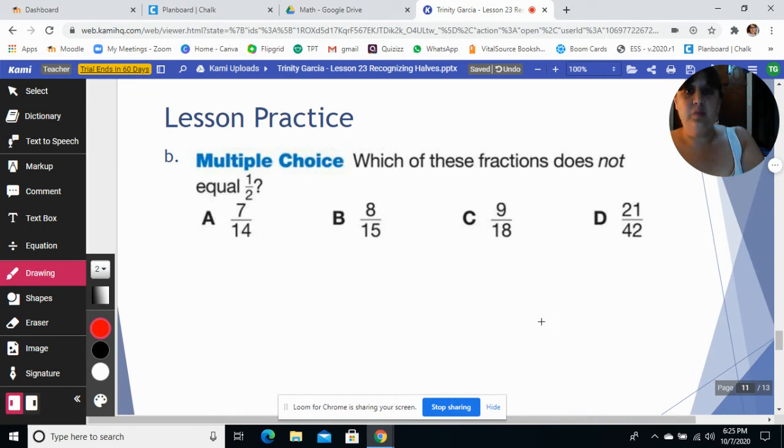Lesson B, multiple choice. Which of these fractions does not equal 1/2? Which fraction does not equal 1/2? Okay, let's look. 7 is half of 14. 8 is half of 15? No, right? Because 8 is half of what? 16. So that means this is not equal to 1/2. 9, we can check to make sure. 9 is half of 18 and 21 is half of 42. Okay, so B would be your answer for that one.